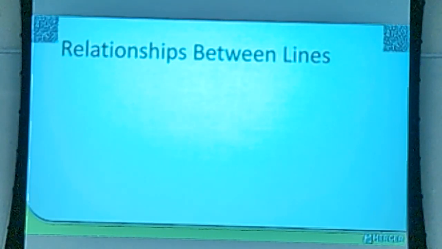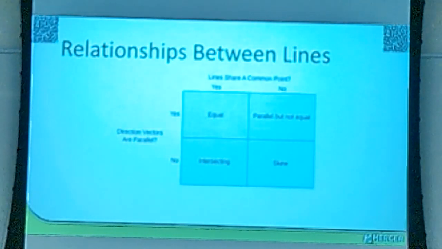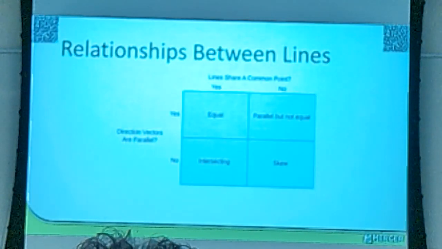In space, we have a fourth possibility. None of the above. That's called skew. Not necessarily perpendicular, but I'm going to rephrase that. They intersect. Can intersect at any angle.